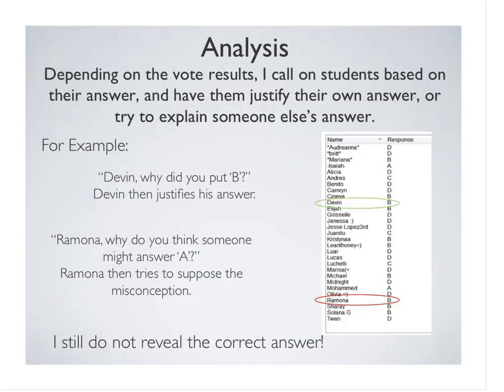And so in this example, I would call on Devin. Devin, you put B. Can you justify your answer? And so then he's using his higher order thinking skills to justify why he put his answer. And then I'm going to call on another student, Ramona. Why do you think someone might put A? Her answer wasn't A, but now she has to put herself in someone else's shoes, you know, think about what were they thinking to select that answer. And so I might ask 2 or 3 students to have this conversation with our class.